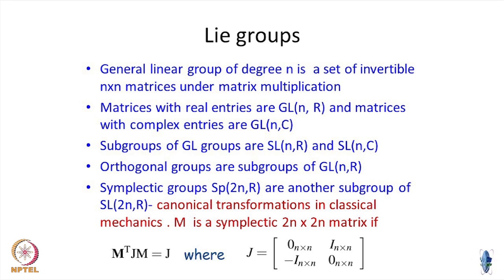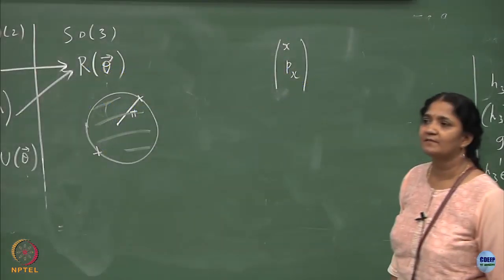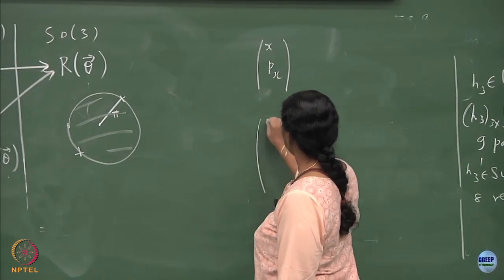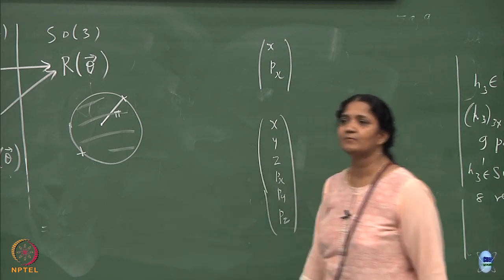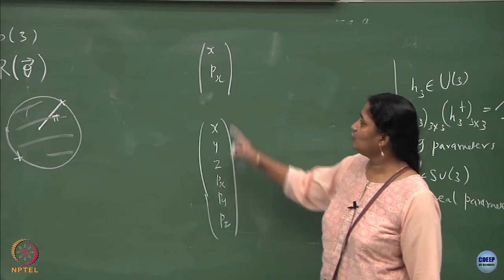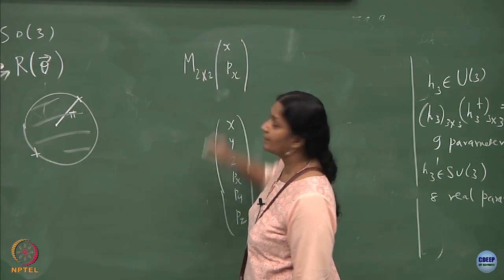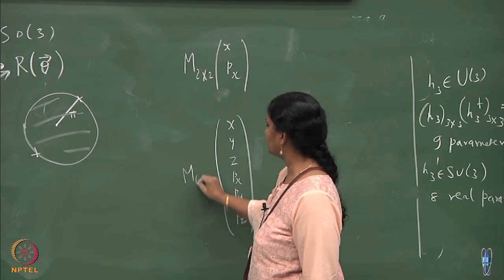Symplectic groups, I am sure you would have done symplectic groups in your classical mechanics course, where you do not only work with position, you also work with momentum. That is what we call a phase space, right. So let me take a simple two dimensional phase space. You can have x and p_x. That is a two dimensional phase space, ok. If you are in three dimensions, it will become x, y, z and p_x, p_y, p_z. So it is a six dimensional phase space. Here it will be a 2 cross 2 matrix, here it will be a 6 cross 6 matrix.